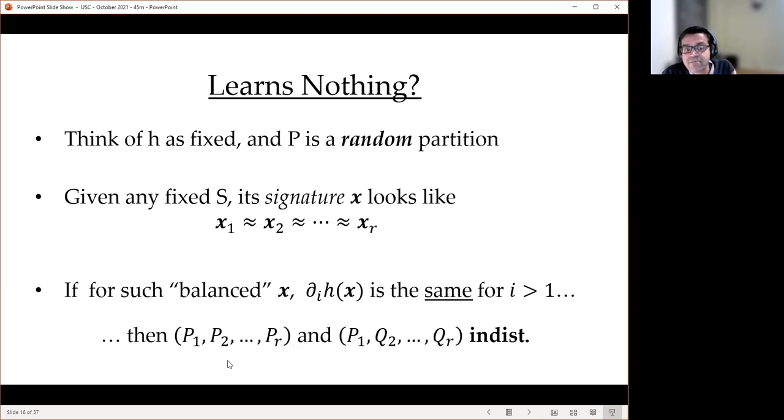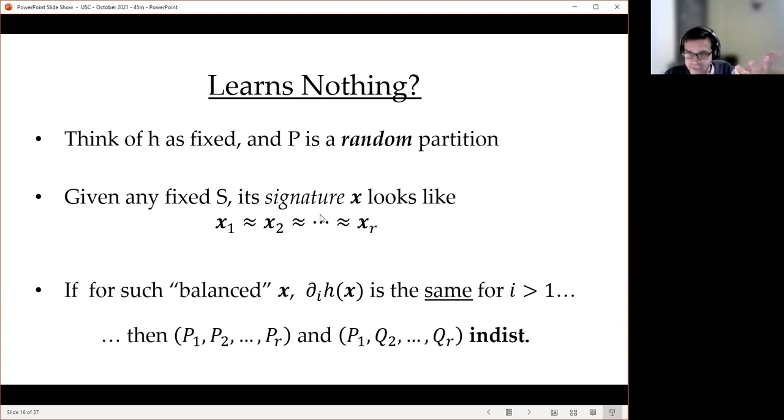And if you have the same marginals here, you don't know which. So if delta 2 h of x and delta 3 of h of x are the same, you really don't know which coordinate is in part 2 and which coordinate is in part 3. So this is the meaning of what "learns nothing" is.